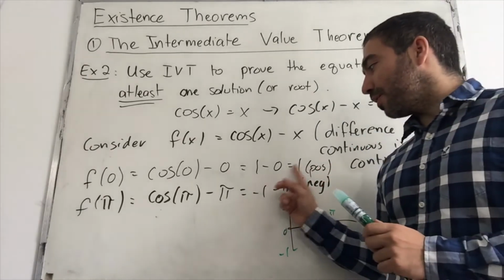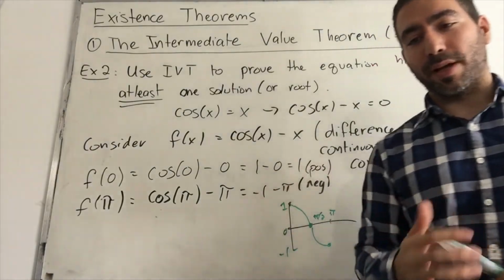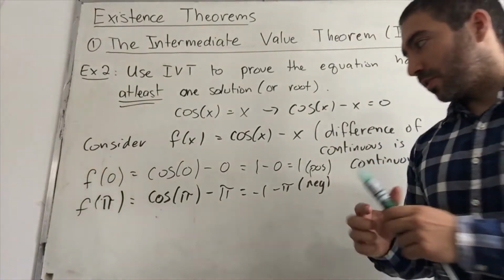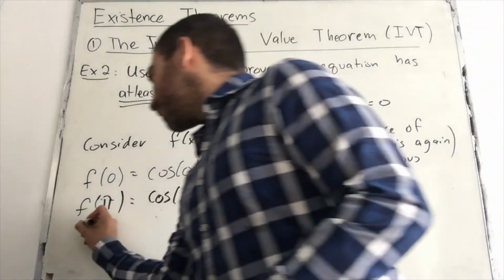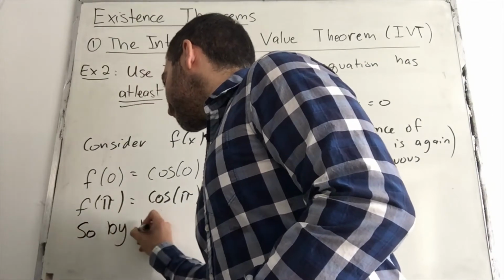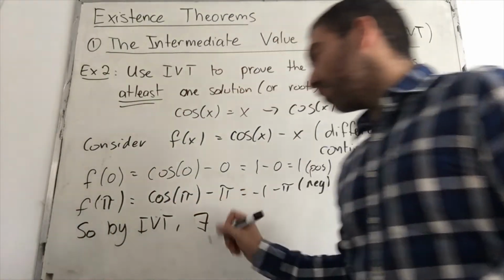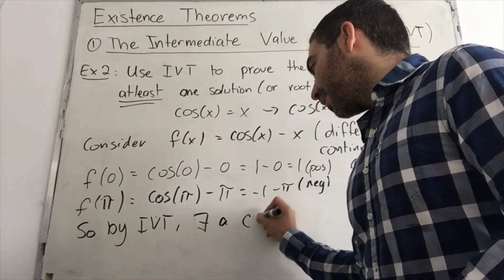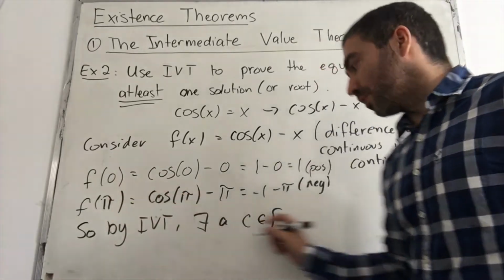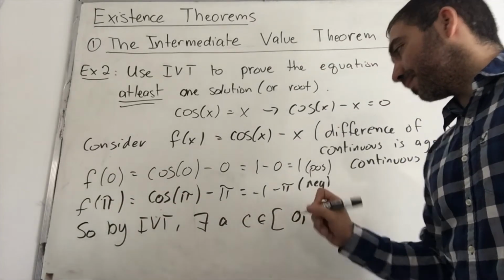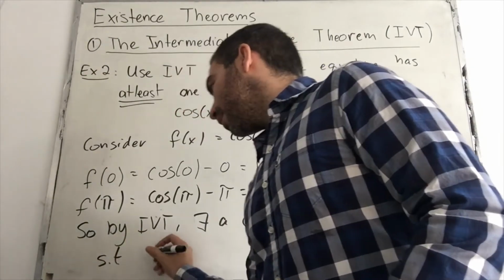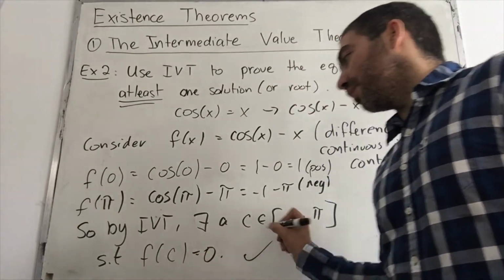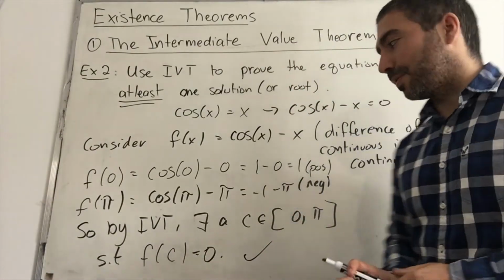So there you go. We got a value that's positive, we got a value that's negative, so we can apply IVT. So now we use our statement. We state that we're using IVT. So by IVT, there exists a value c in the interval that we chose, so we chose 0 and pi, such that f of c is equal to 0. And we're done. So we showed there exists at least one solution.